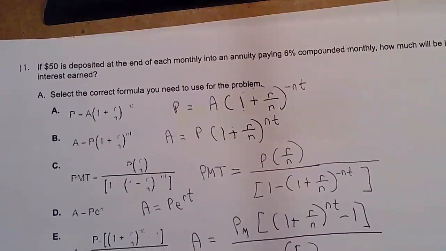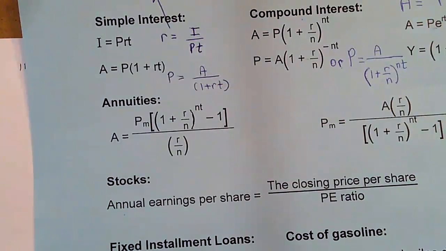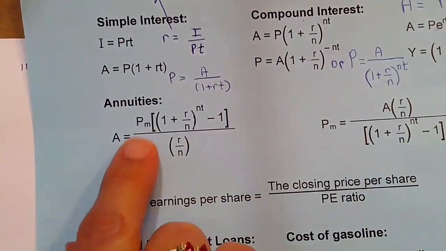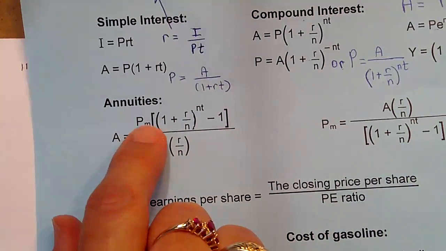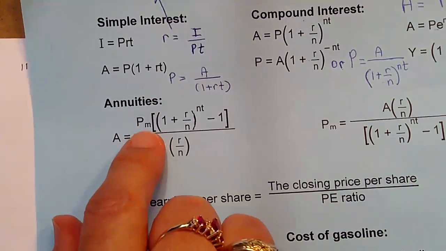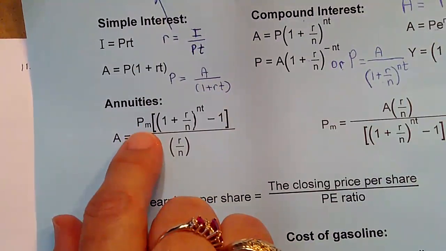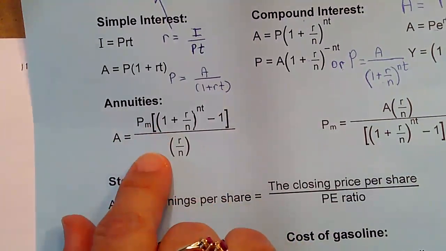Okay, so we want to go to our formulas where we have the annuities. And this is the one that we'll be making use of here. We're trying to find A, and this is your payment that you're depositing. You're depositing $50 at the end of each month. So that's your PMT, which your book also, I believe, calls a P. So if you note it as a P, that would be fine also, I believe. But you want to definitely go into the annuities part of that, okay?